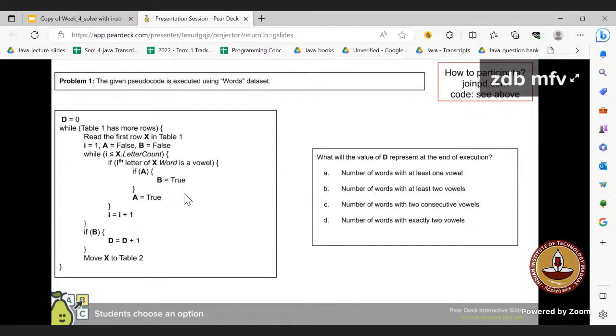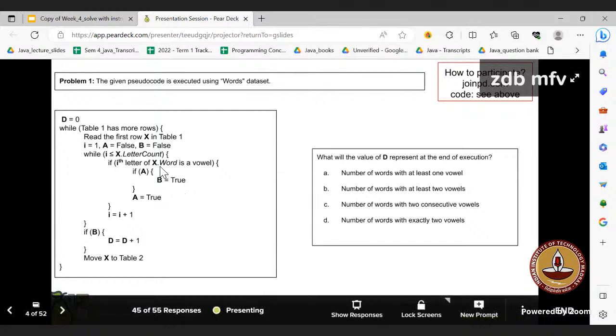Let me tell you this. If the first letter is a vowel, then nothing will happen. B equal to true won't happen, because A is initially false for each and every word. Even if the first letter of your word is a vowel, the if A condition won't be satisfied and B equal to true won't be executed. You will just move to the next letter.